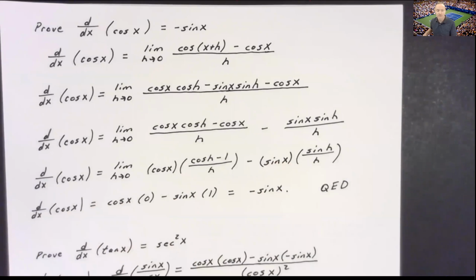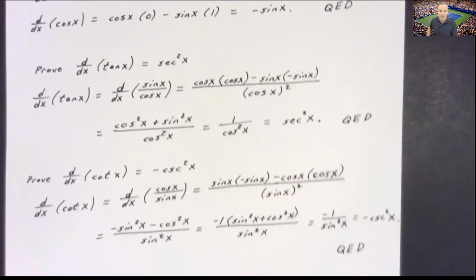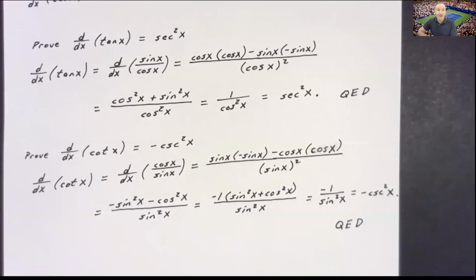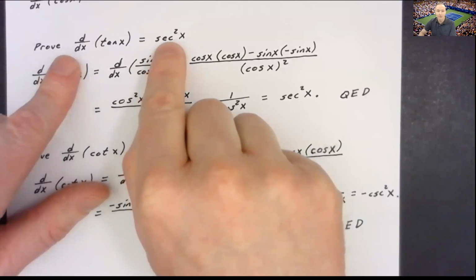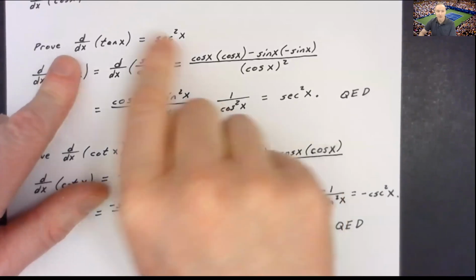Gorgeous stuff. Now, you're thinking, well, okay, I don't want to do the other 4 trig derivatives. They're going to be hard. No, no, no, no. They're really easy and really quick. Notice, when I take the derivative with respect to x of the tangent function, and my goal is to prove that it's equal to the secant squared, here's what I do.